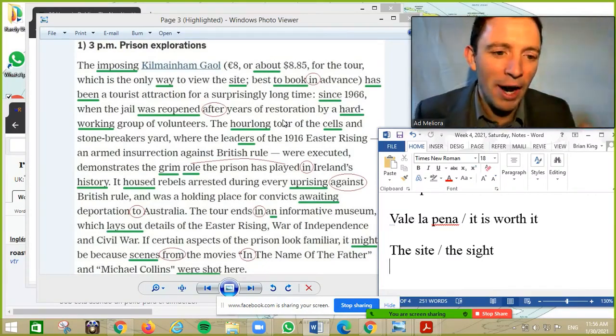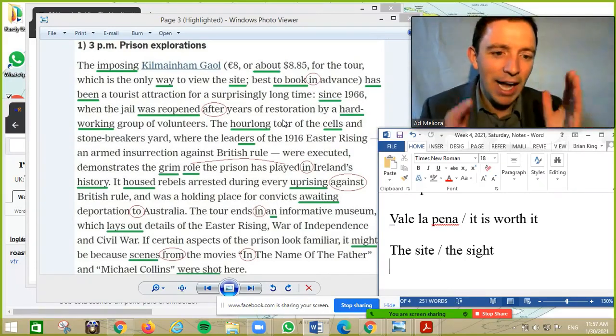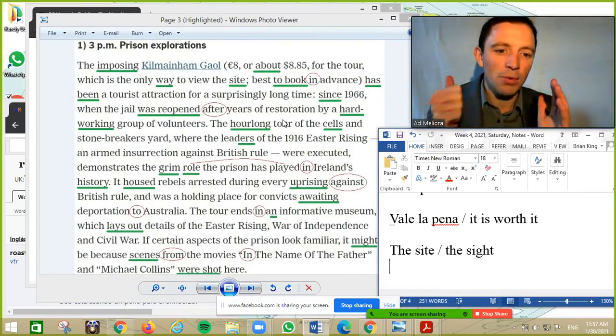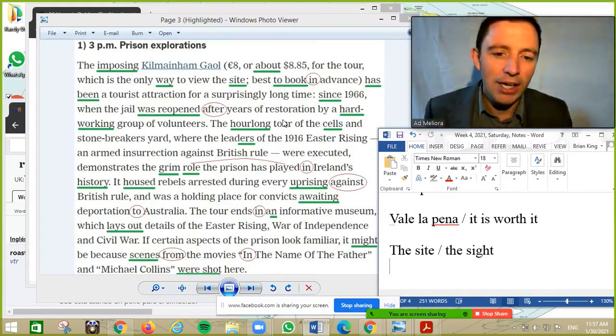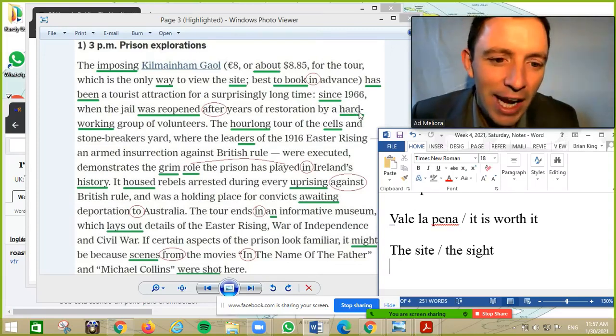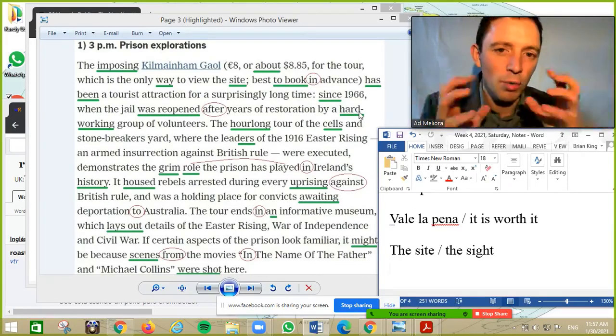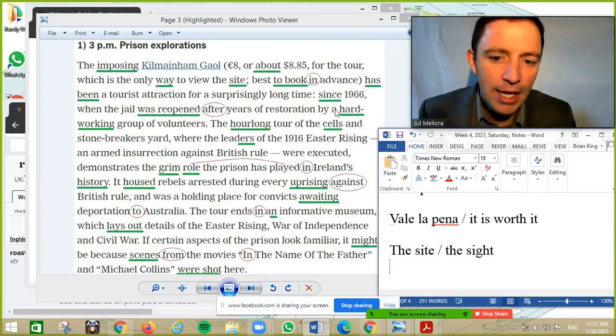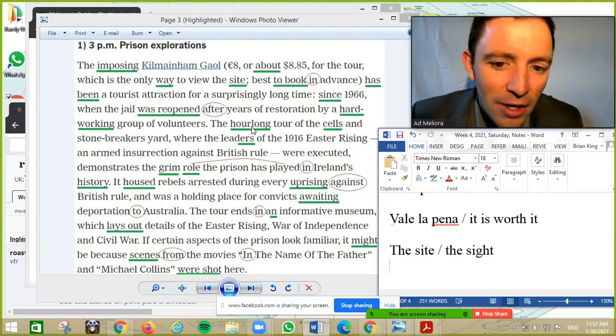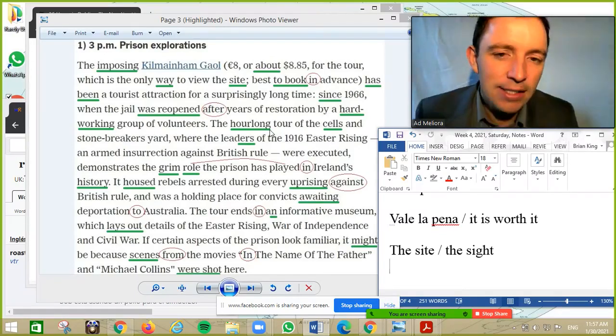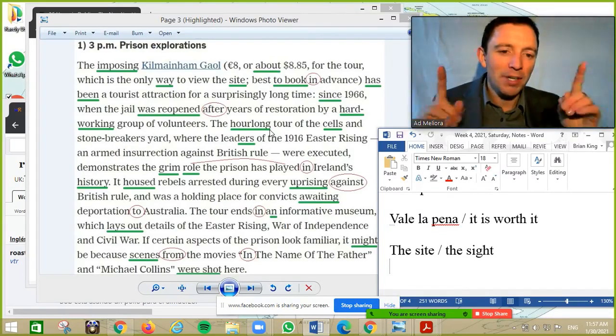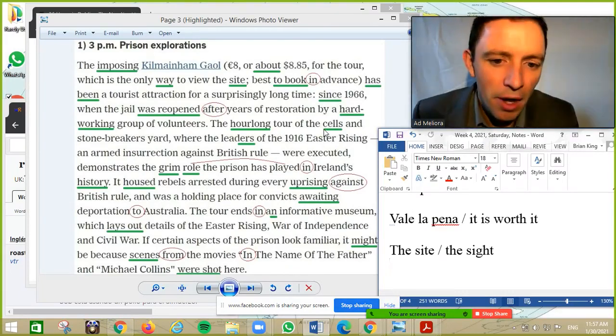Okay, after, another preposition, after years of restoration, by a hard-working group. So work is trabajar, pero trabajar duro is to work hard, and then the adjective is hard-working. Hard-working person, hard-working people. Okay, adjective, hard-working. And you can see here the hyphen connects the two words as well. Hard-working, one word, finally. Okay. Again, hour-long is an adjective. So hour is hora and long is largo. And it's possible to combine the two to have one adjective, the hour-long tour of the cell.